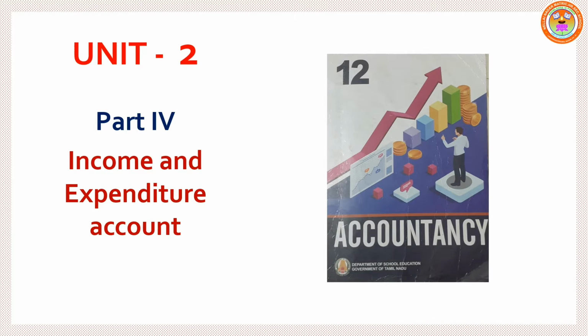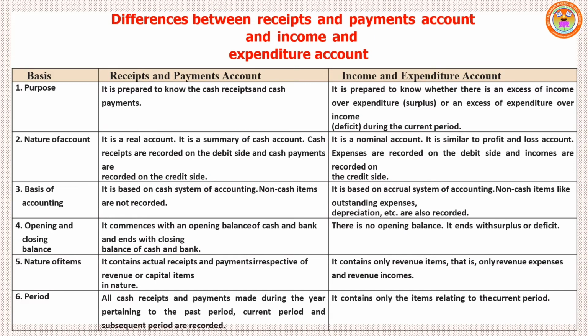Last session we completed up to sum number 5. Today's session we are going to do sums from income and expenditure account. Before that, let us see the differences between receipts and payments account and income and expenditure account. Look at the first point, purpose. Receipts and payments account is prepared to know the cash receipts and cash payments, whereas income and expenditure account is prepared to know surplus or deficit during the current period.